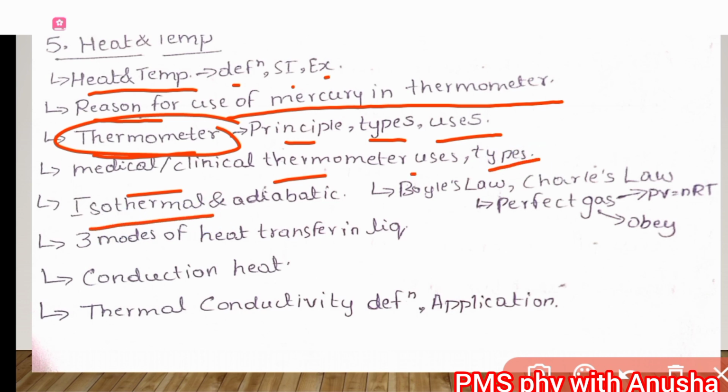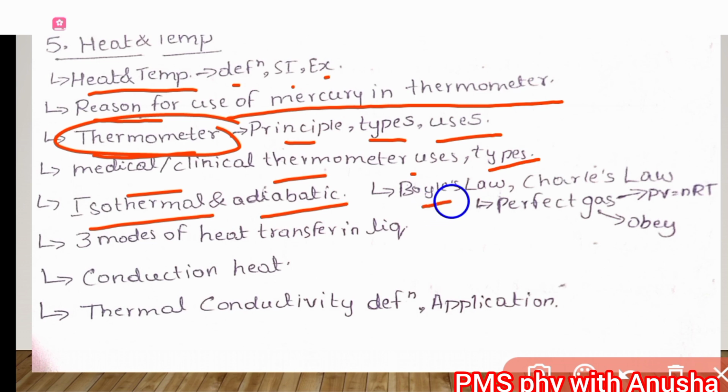Next, isothermal and adiabatic process, their explanation. Minimum you have to mention the definition, after that an example, and what about pressure, volume and temperature terms. Related to that you have to mention whether they will change or not.